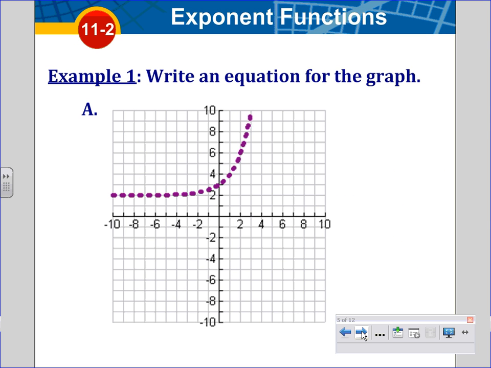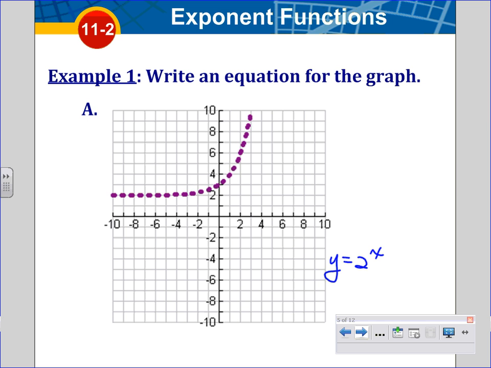Nice. Okay, so let me give you a couple graphs. Pause it, copy the graph down. We're going to write the equation for this guy. So that basically is our parent graph. No changes as far as directions go. It's rising to the right. You know, it's not doing anything crazy. It's not going down, nothing. But it is shifted. So we're going to have y equals 2 to the x power.